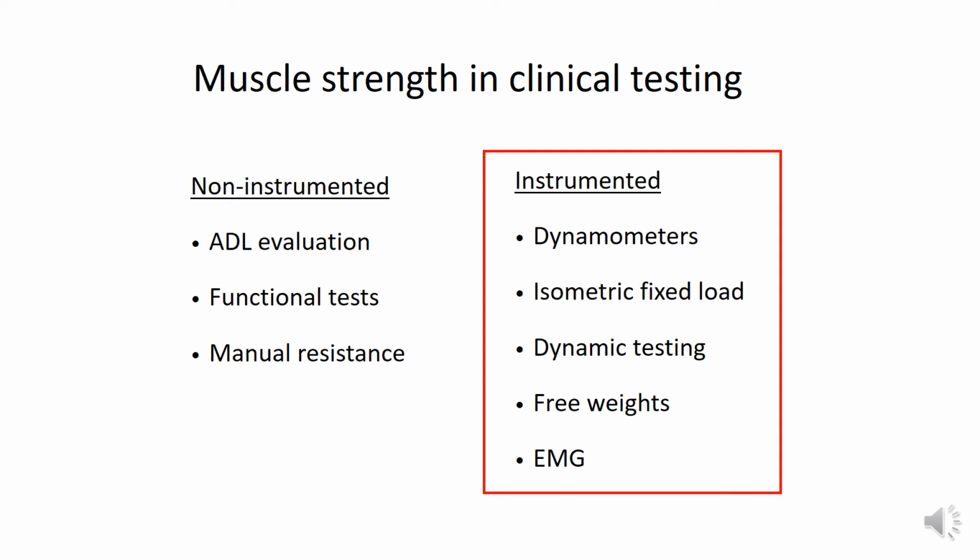As you can see, there are multiple methods that this can be achieved. The difference between instrumented versus non-instrumented muscle strength testing is the use of equipment. In this video, we will concentrate on three of them: handheld dynamometers, hand grip dynamometers, and isokinetic testing machines. We'll now first talk about dynamometry.